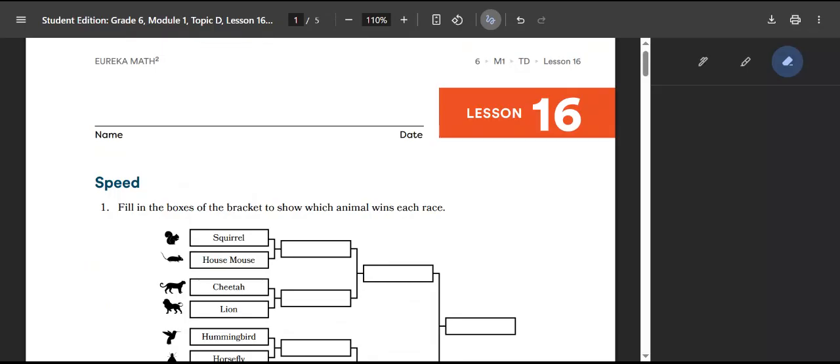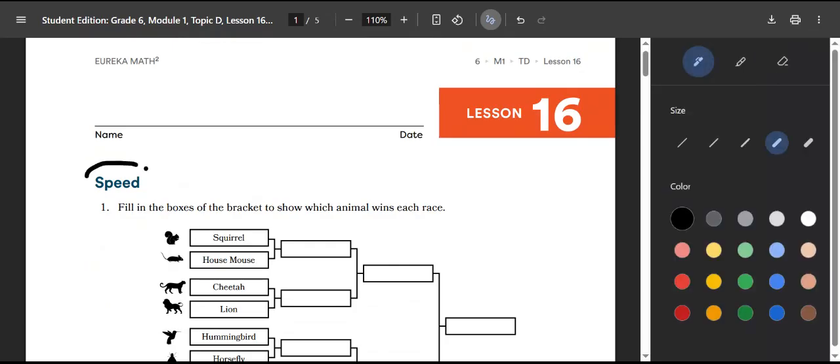Open up your book to page 223. Today we're going to be doing lesson 16, and lesson 16 is about a type of rate that is called speed. Now, a rate is just a ratio because it is a comparison of two quantities.